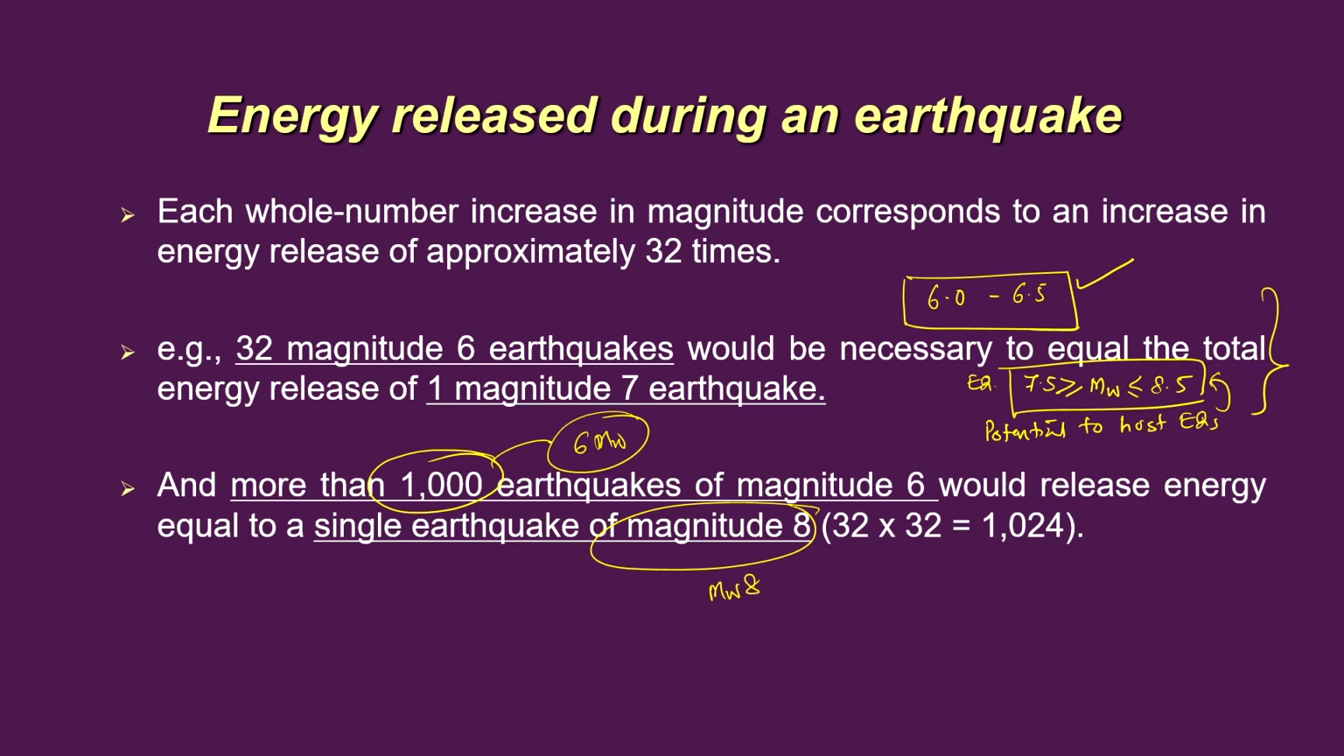So, as I told, the Himalaya has the potential to host earthquakes of magnitude above or equal to 7.5 and less than or equal to 8.5. Okay. So that means you may require thousands of MW6 earthquakes to suffice that energy.